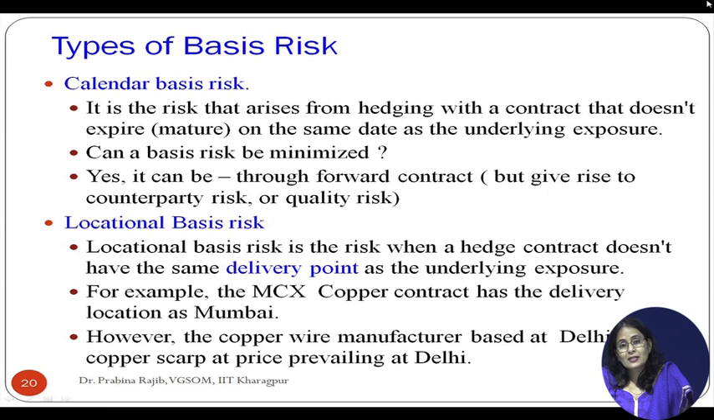Similarly, locational basis risk. What is the locational basis risk? Suppose a trader buys the underlying commodity from one market and he is able to hedge that price risk with a contract which is delivered in another market. The delivery location is another market. So depending upon the difference in taxes and difference in local supply and demand aspects, the spot price and futures price can diverge from each other, giving rise to locational basis risk.